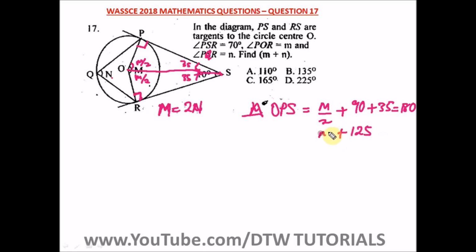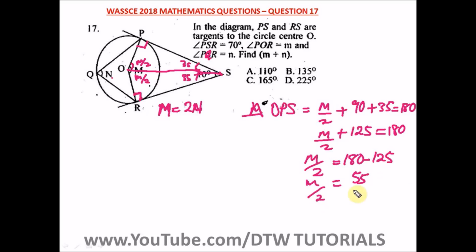125. So we have plus M divided by 2 equal to what? 180. So let's take 125 to this side. We have M divided by 2 equal to what? 180. Taking positive to the other side, we have a negative 125. So from here, 180 minus 125 will give us what? 55. So we have M divided by 2. So to get M, what do we do? We cross multiply. So 2 times 55 will give us what? 2 times 55 would give us 110.